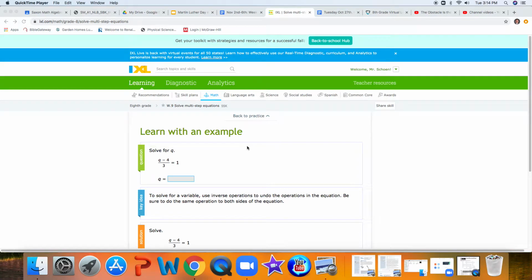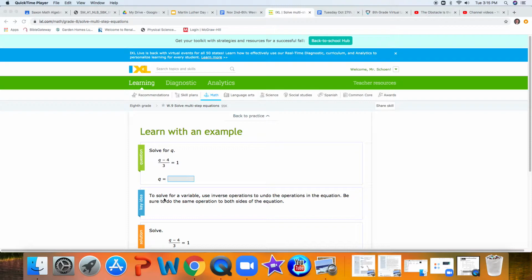In math class today, we're taking a look at W.9, solving multi-step equations, building on an understanding from lesson 26. Now remember, in lesson 26, we learned to solve multi-step equations by using inverse operations in the equation, and then the property of equality means if you do something to one side, you do to the other side. Here's an example problem that has a series of multi-steps to solve.